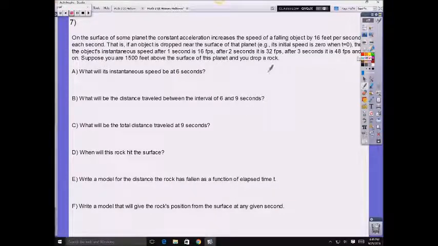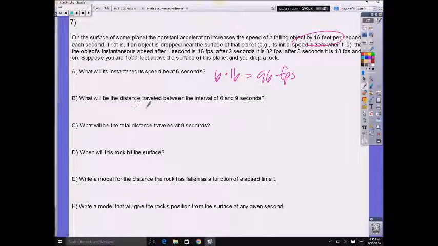Okay, 16 feet per second. There we go. That's how fast objects increase. So what will its instantaneous speed be at 6 seconds? It will be 6 times 16. That is 96 feet per second.